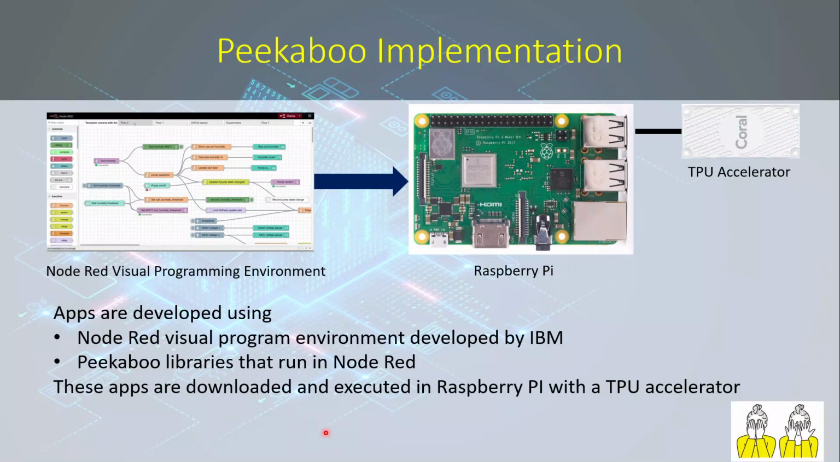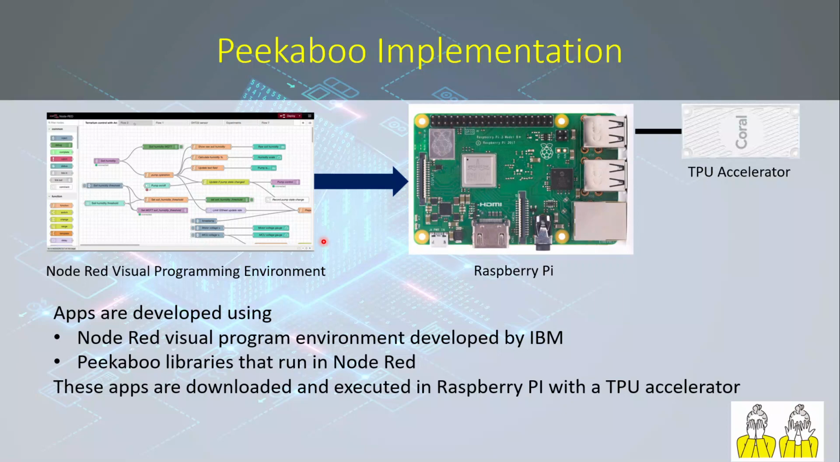Peekaboo is implemented on a Raspberry Pi connected to a TPU accelerator. Most of the tasks, which are primarily lightweight, can be performed on the Raspberry Pi. There are a few computationally intensive tasks that require a TPU accelerator. The Raspberry Pi and the accelerator are programmed using a Node-RED visual programming environment, which was developed by IBM.